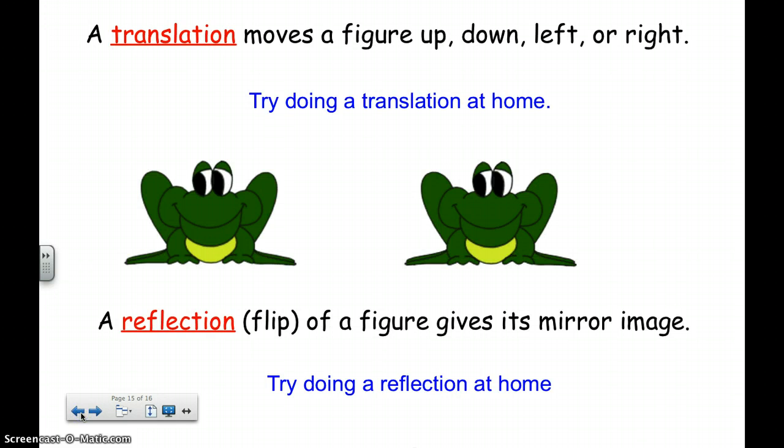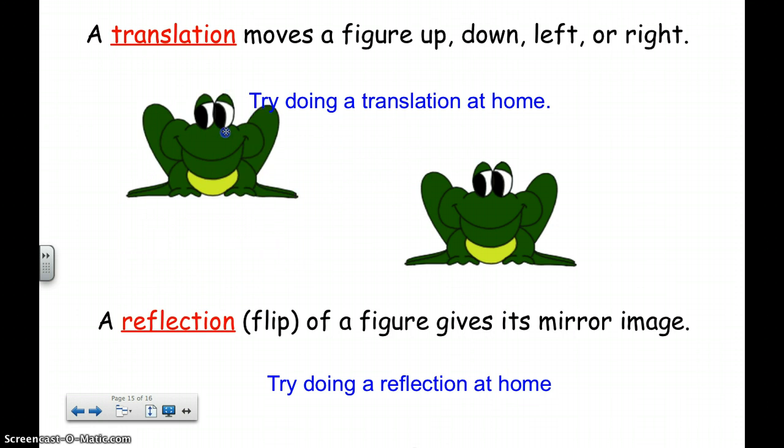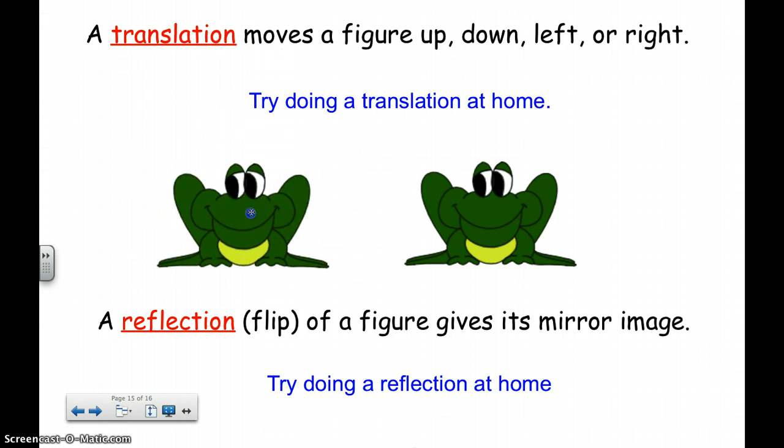Let's talk about a translation. These are all ways that objects can move. So a translation moves up, down, left, or right. So this little frog could go up, he could go down, he could go left, he could go right.